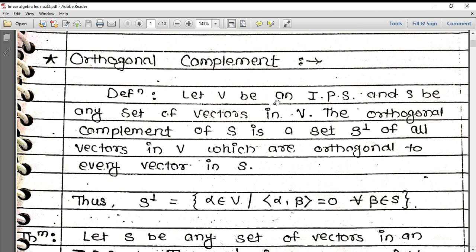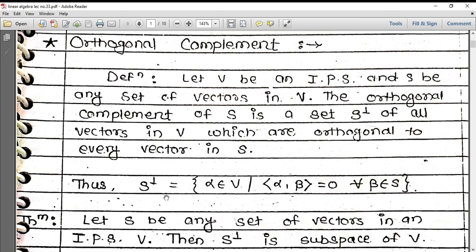If V is an inner product space and S is any set of vectors in V, then the orthogonal complement of S is the set S perp of all vectors in V which are orthogonal to every vector in S. Thus, we can denote S perp as the set of alpha belonging to V such that the inner product of alpha and beta is equal to 0 for all beta belonging to S. Hence, the inner product of alpha and every vector of S becomes 0.